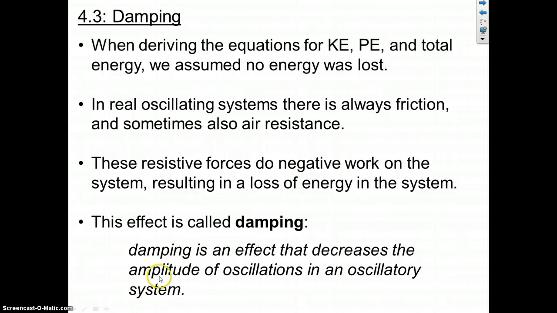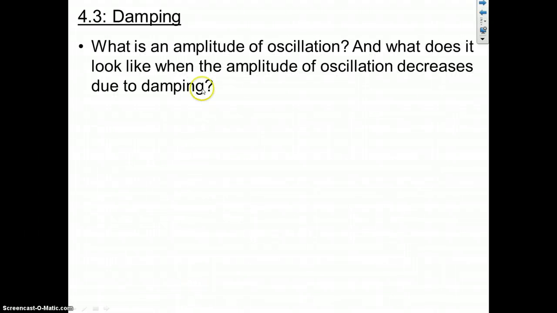So the amplitude is what decreases when we have damping. The amplitude, right? Yes, the total energy does decrease when we have damping. But more importantly, we look at damping as something which causes a decrease in amplitude. Right, so what is an amplitude of oscillation, and what does it look like when it decreases due to damping?